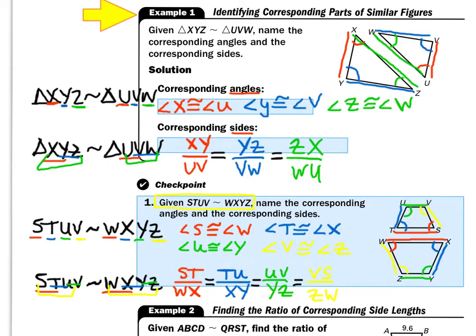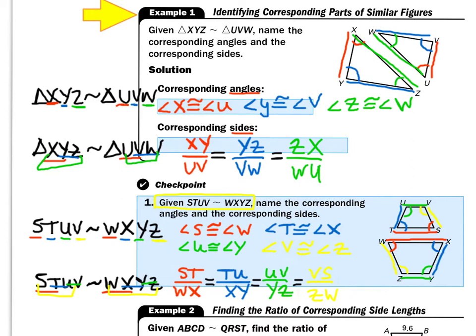So I start off with the given statement. STUV is similar to WXYZ. And grab your red and underline the first two letters, ST and WX. So I go from S to T in red and WX in red. So I wrote ST over WX, and then I put an equal sign. Now grab your blue and do the middle two letters, TU and XY. So I go from T to U in blue and X to Y in blue. So TU over XY. And now grab your green and do the next two letters, UV and YZ. So from U to V in green and Y to Z in green. So UV over YZ.